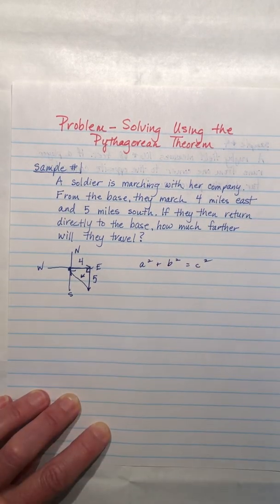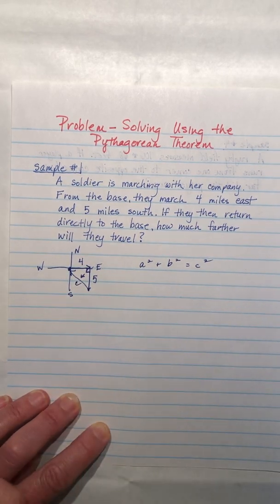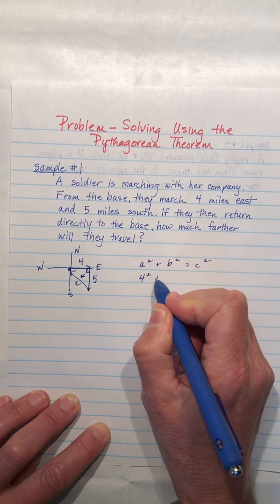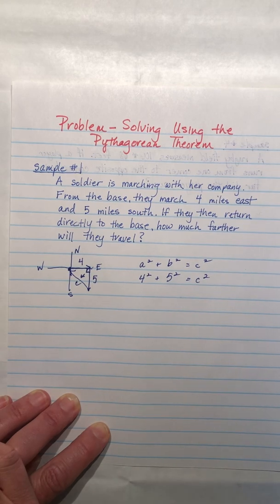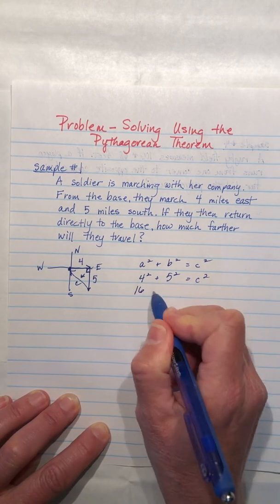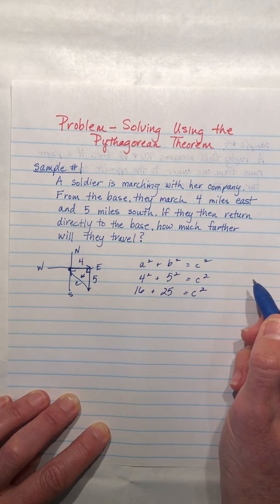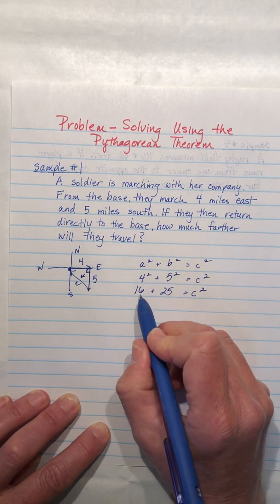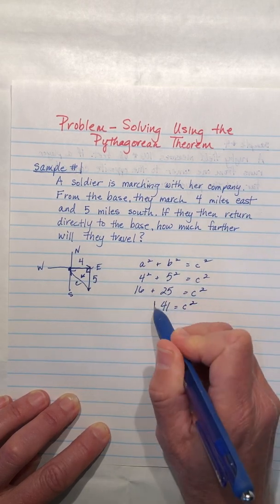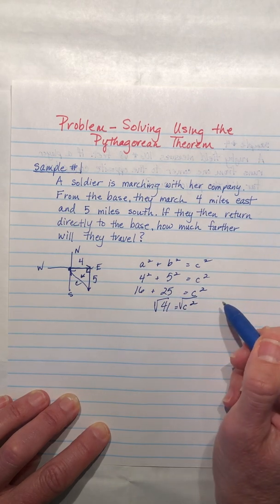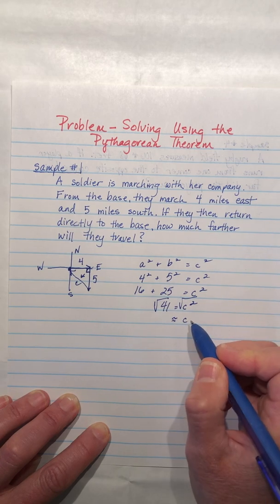Once you get that diagram written, we know we're missing C. And here we go. So 4 squared plus 5 squared equals C squared. 16 plus 25 equals C squared. 16 and 25, 41. And when I take the square root of 41, I am going to get approximately 6.4.